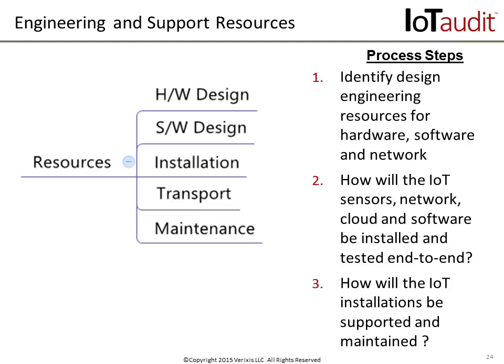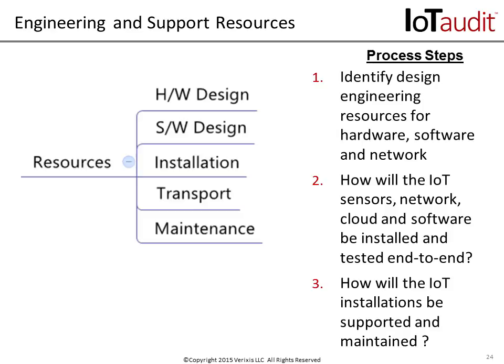As part of your IoT implementation planning, you're going to need to look at your engineering and support resources in the area of hardware design, software design, installation, data transport, and overall maintenance of your IoT deployment, both the hardware, connectivity, cloud, and software. So you're going to need to identify the engineering resources for all of those areas.